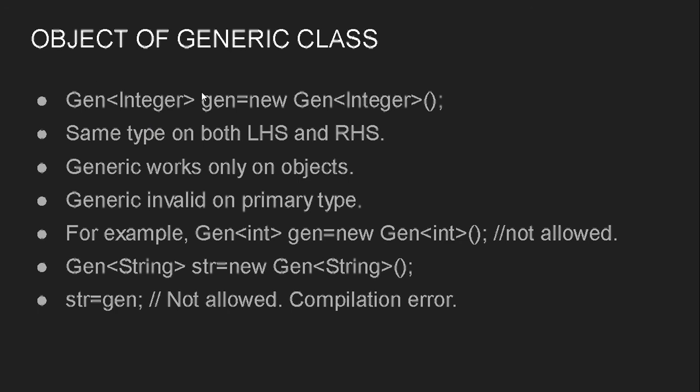Then Gen is obviously the reference. Gen ref is the reference of this particular class. It is equal to new Gen Integer. This is how we create the object of a generic class. Now one thing you need to keep in mind is that if you are using Integer on the left hand side, as I have written in the second point, then you need to write Integer on the right hand side as well.